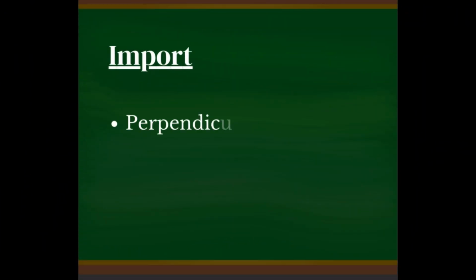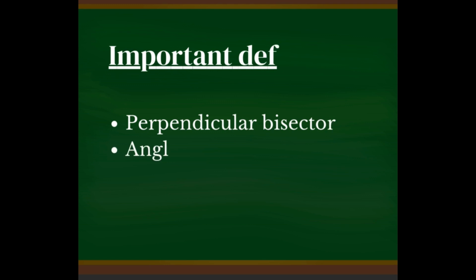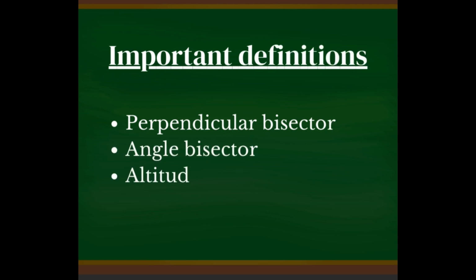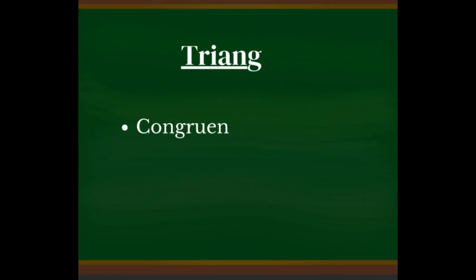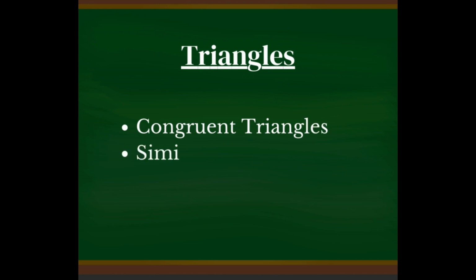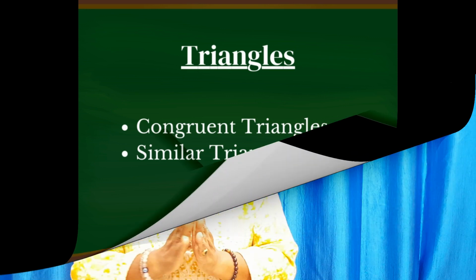Then again, in triangles or related to angles, we should know the meaning of altitude, median, perpendicular bisector, angle bisector. All these definitions, you must know. Then next comes congruent triangle, similar triangle. Yes, there are many things about congruent triangles and similar triangles which you must know.